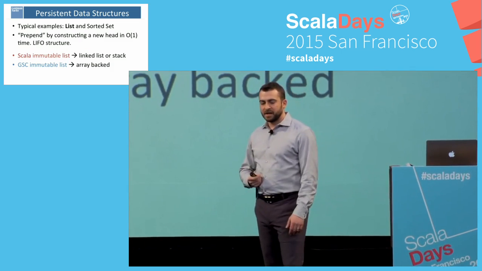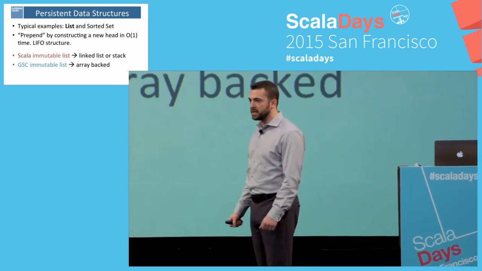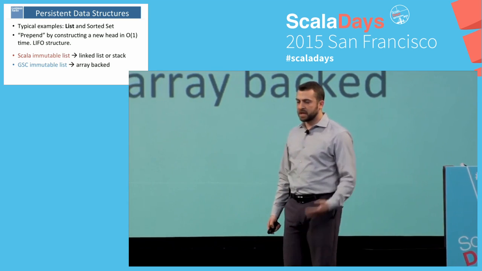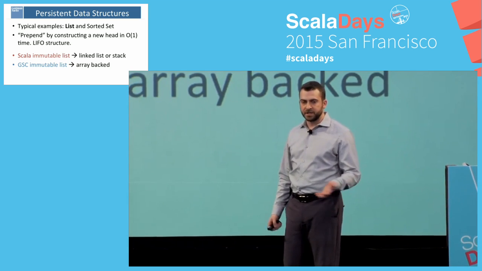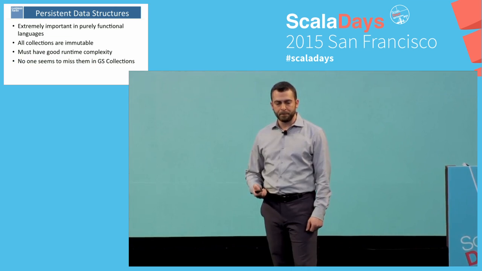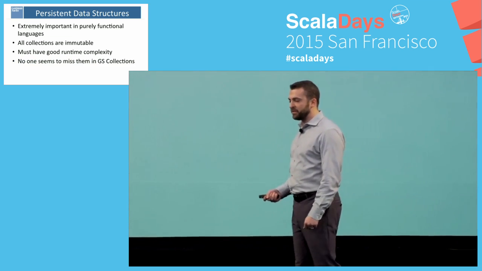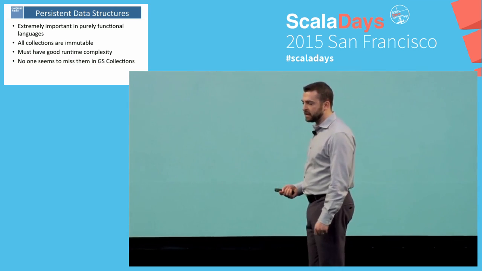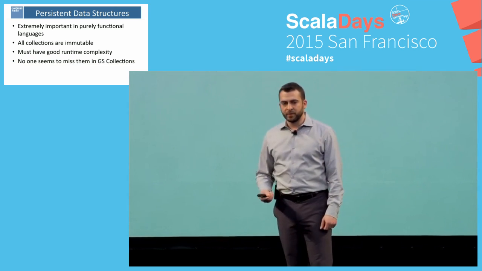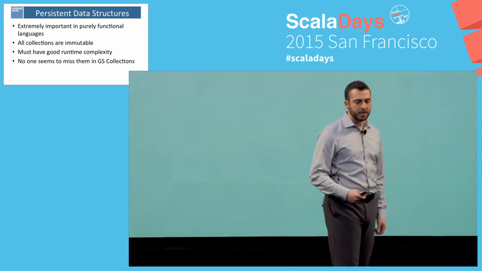List is the other typical example where we prepend by constructing a new head in constant time. So in Scala, the immutable list is a linked list. In JS Collections, it's just array backed, a trimmed array. Persistent data structures like these are extremely important in purely functional languages like Haskell. In Java, we've never had that kind of culture, and they're not quite as important, but they're getting more popular.